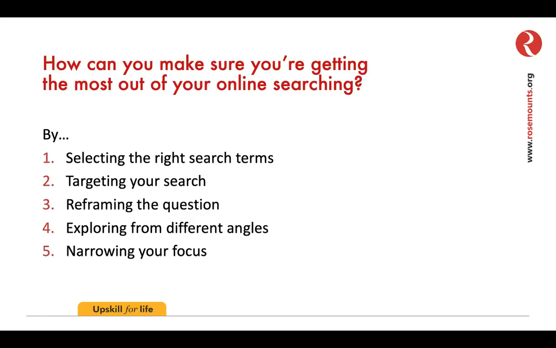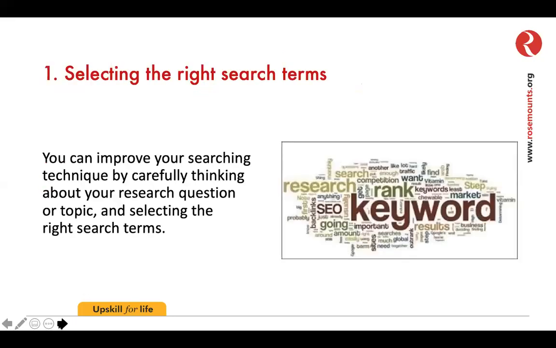So, for example, we'll be talking about selecting the right search terms, targeting your search, reframing the question, and exploring from different angles, and then narrowing your focus. Now, these are the five basic tenets of researching online. So let's start off with selecting the right search terms. Of course, that's common sense. If I'm going to search for something, I have to have the right search terms.